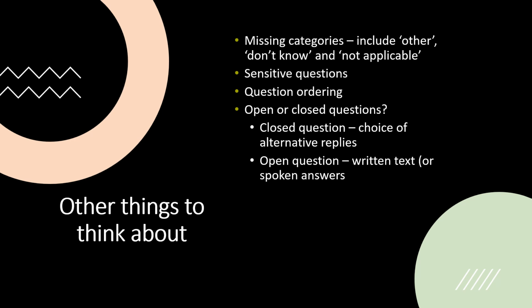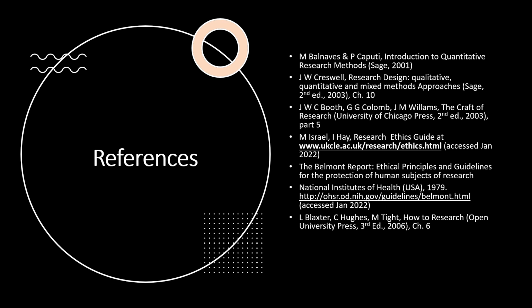A closed question would be, for example, where there's a choice of alternative replies. An open question might require written text or spoken answers. So it's important to have a good mixture. So that's the end of this particular workshop.